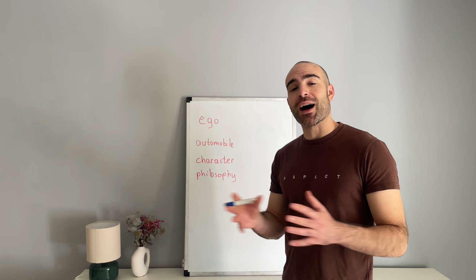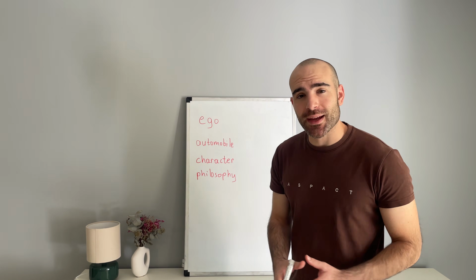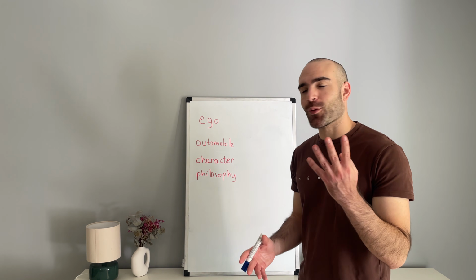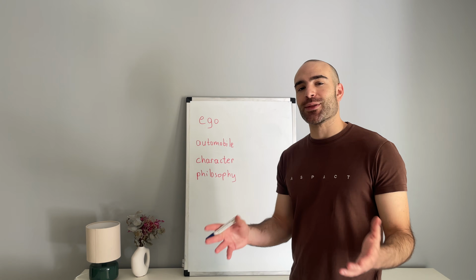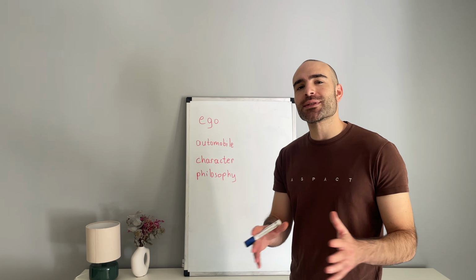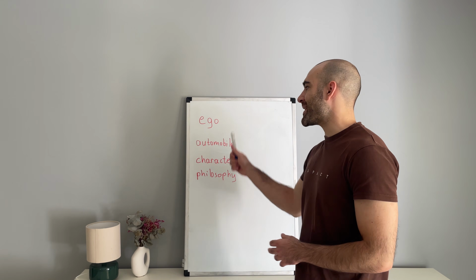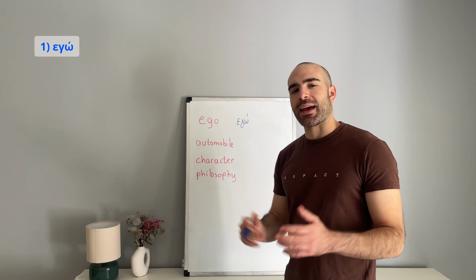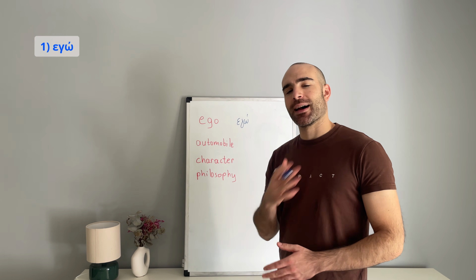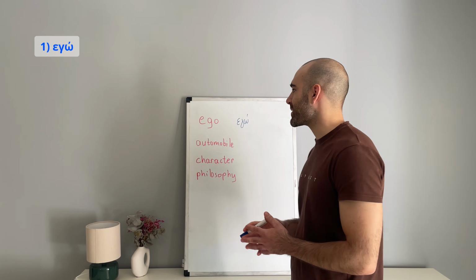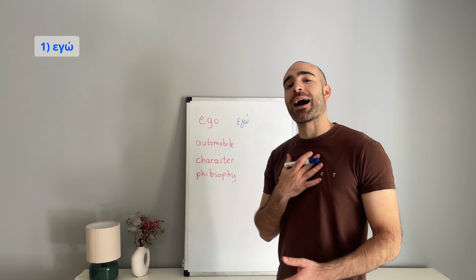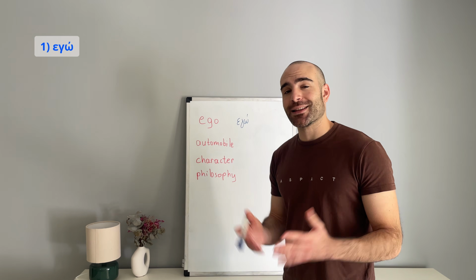The first pattern has to do with the fact that Greek is already within your English. I have written on the board 4 words that actually exist in Greek in almost the same way. The first word is ego, and the Greek equivalent is εγώ. Εγώ in Greek means I, which makes a lot of sense because when somebody has a big ego, we say he has a big I. This one was very obvious. Let's go to the second one.